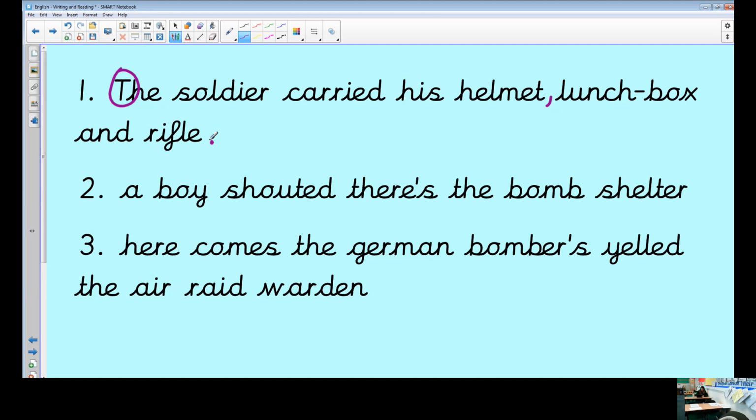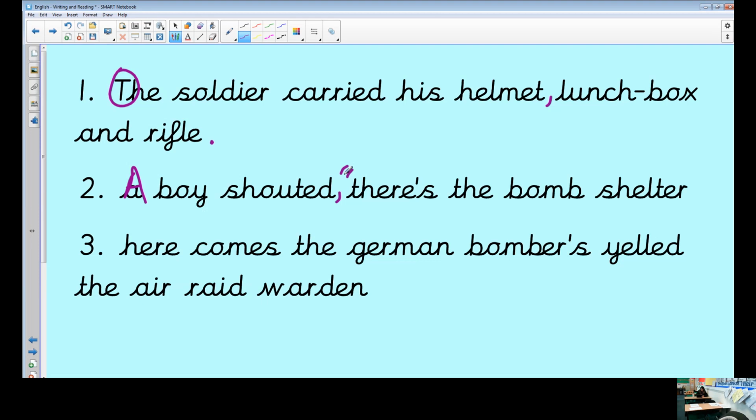Second sentence: a boy shouted, there's the bomb shelter. Obviously, starting right at the very start, I need a capital A, so I'm going to fix that with my purple pen. A boy shouted. Now we're going to take a pause there, so we need a comma just after the synonym for said. He's not just saying it, he's shouting it. So therefore, that's going to feed into the end of my sentence.